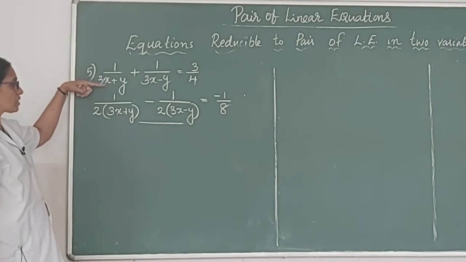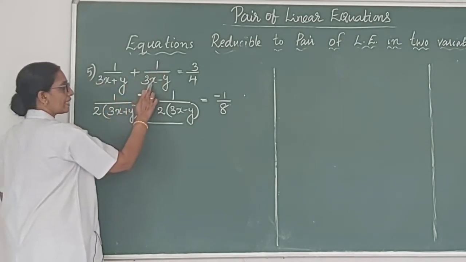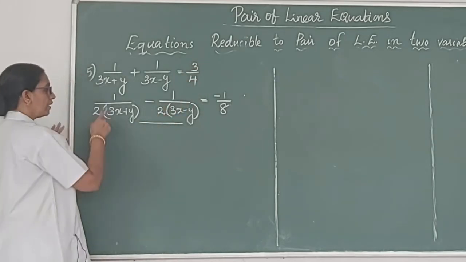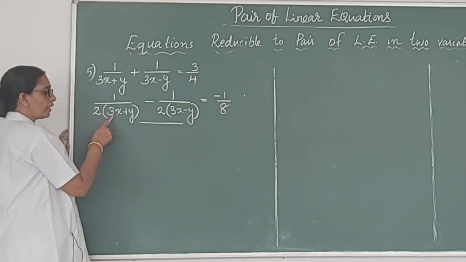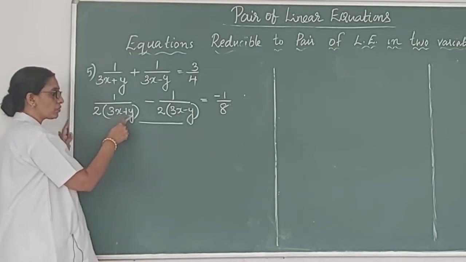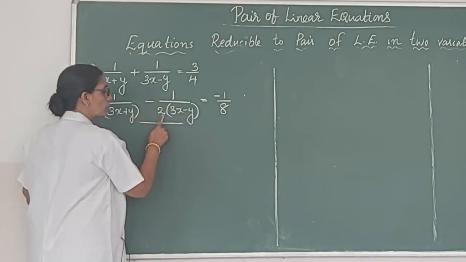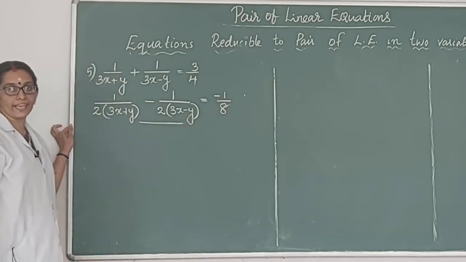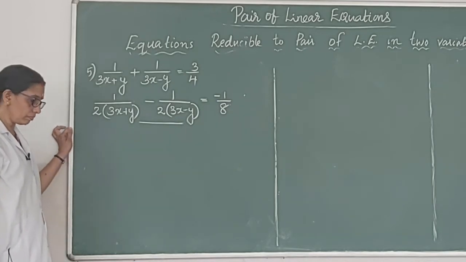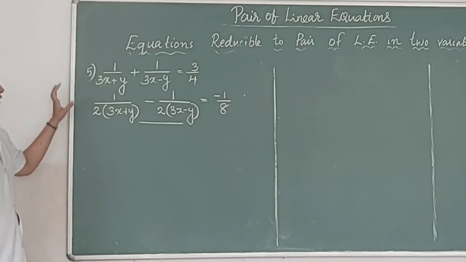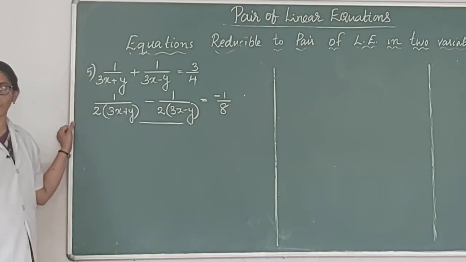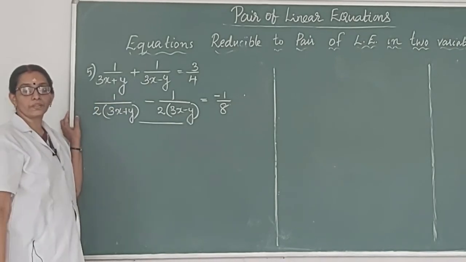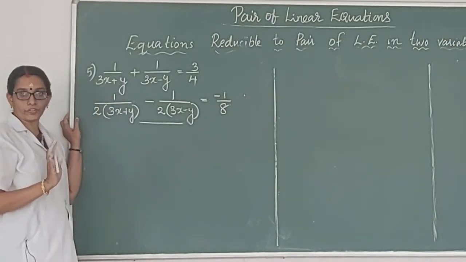1 by 3x plus y plus 1 by 3x minus y is equal to 3 by 4. And 1 by 2 into 3x plus y minus 1 by 2 into 3x minus y equal to minus 1 by 8. So, you have to study this type of questions also very seriously. The answer will be somehow lengthy. So, you have to listen very carefully.